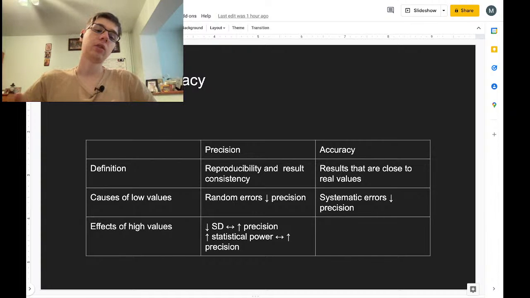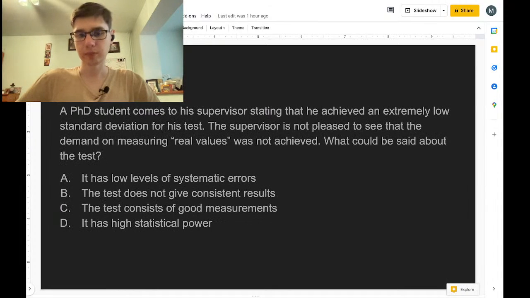What is the effect of a high precision rate in a test? It lowers the standard deviation and it increases statistical power as seen here. This is a two-way relationship, meaning that decreasing standard deviation will lead to increased precision, as well as increasing precision will lead to decreasing standard deviation. The same can be told about statistical power. Let's discuss the other answers.